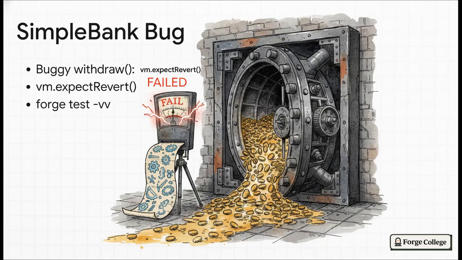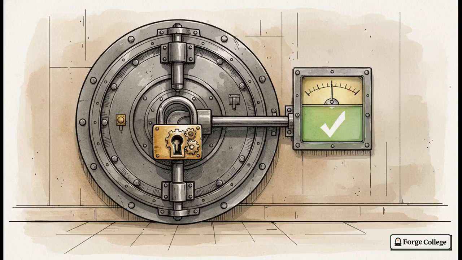So, to test this safely, we write a test using our toolkit, specifically the vm.expectRevert cheat code. This cheat code basically tells the system, hey, I expect the very next line of code to crash and burn. But because our buggy bank doesn't check the balance, it actually sends the money. The test fails. By running the command forge test with the verbose flag, Foundry spits out a beautifully detailed, low-level EVM trace that shows us exactly where the assertion mismatched. Reading that trace is literally like looking at an X-ray of your code. It lets us apply the perfect fix right at the source.